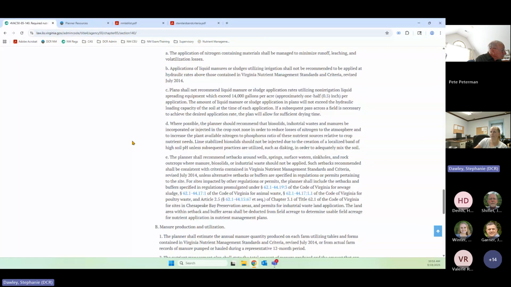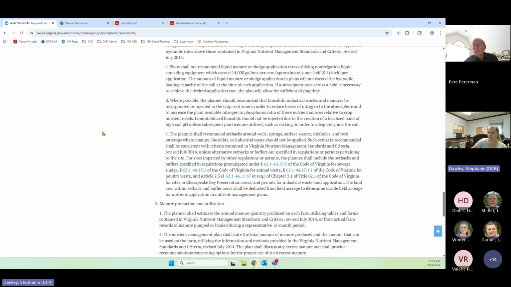Plans shall not recommend liquid manure or sludge rates over 14,000 gallons per acre per application. If you want to split that application, say you really need to do that, you can maybe do 7,000 early spring, 7,000 early summer, if that's possible. But in one application, you want to stay under that 14,000, to allow for drying time in between those.